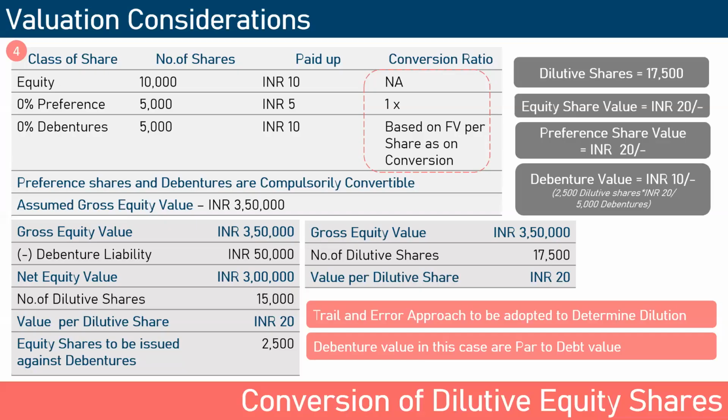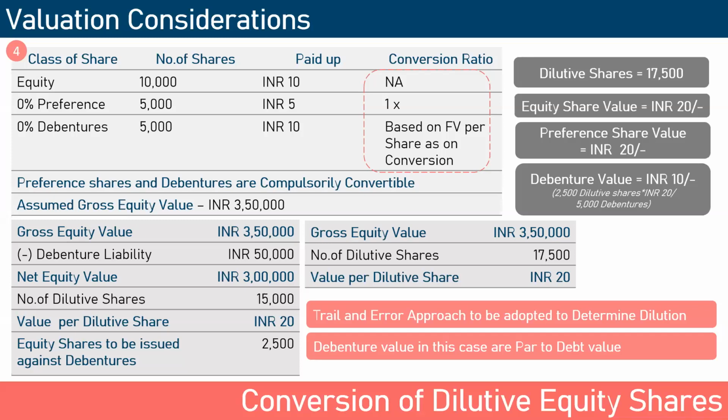Chinmaya, take this example of 350,000. The debenture liability that we are subtracting is the market value of debt. For example's sake, say it is 1 lakh. Book value is 50,000, but the market value of debt is 1 lakh. So to that extent, when I calculate the net equity value, it is 2.5 lakh. And because you have 15,000 dilutive shares, the value per dilutive share is 2.5 lakh divided by 15,000, which comes to approximately 16 rupees. Let's take that as a reference number.